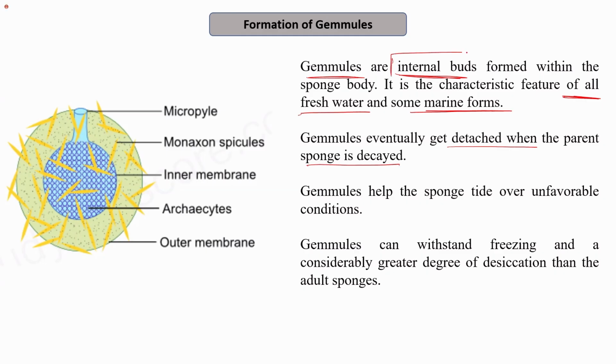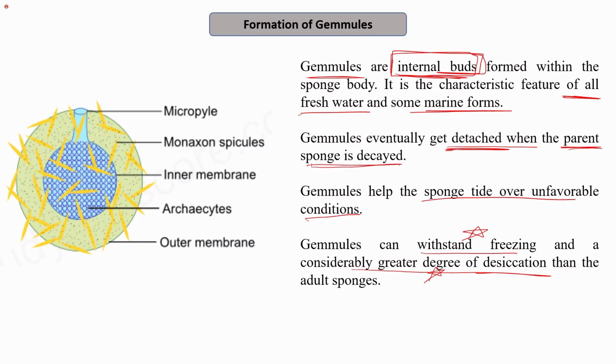There is a difference between budding and gemmule formation. These are the internal buds which are formed inside the sponge body. Eventually, when the parental sponge decays, these are exposed and the gemmules get detached from the parental body. It helps the sponge tide over unfavorable conditions. It can withstand freezing and a considerably great degree of desiccation. So basically, it has the power to bear unfavorable conditions as compared to the adult sponges.